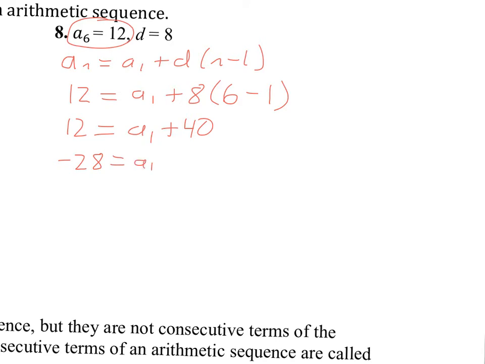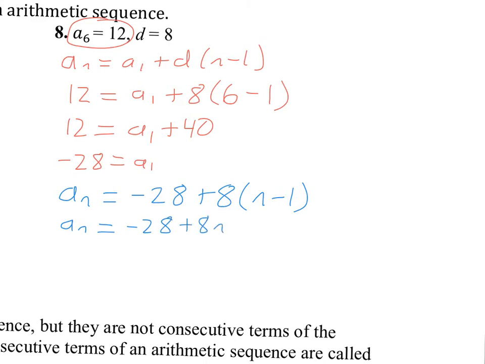So now plug back into the formula. Leave AN and N alone, because we just want a general formula. AN equals -28 plus 8 times N minus 1. AN equals -28 plus 8N minus 8. AN equals 8N minus 36.